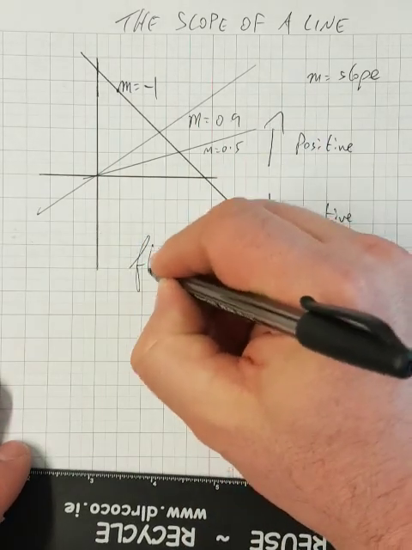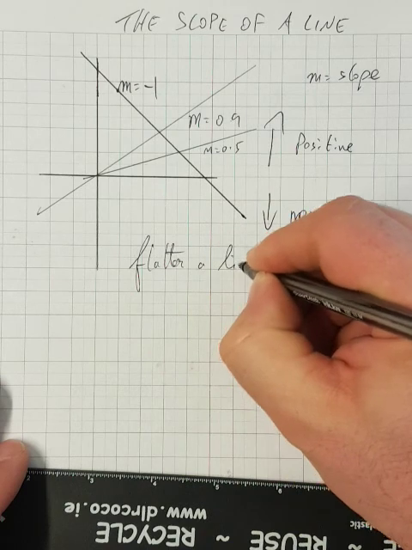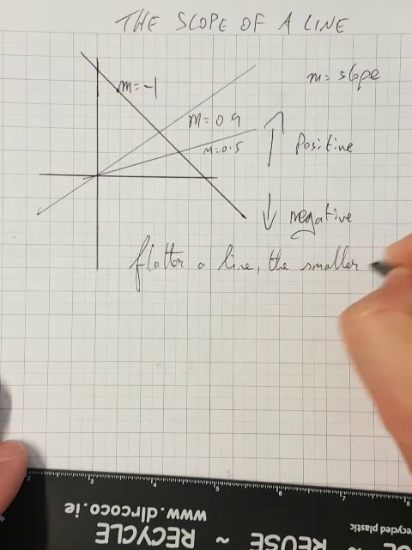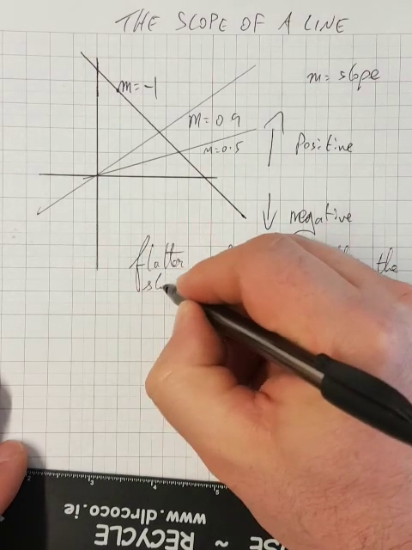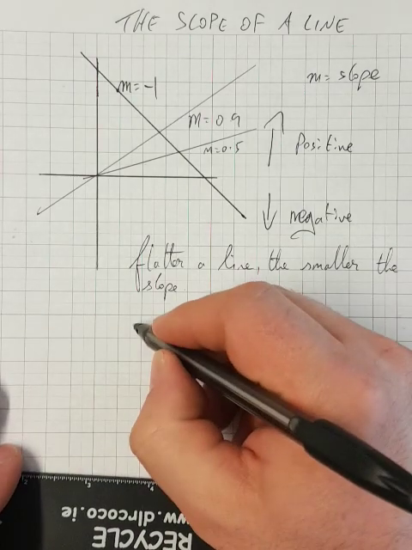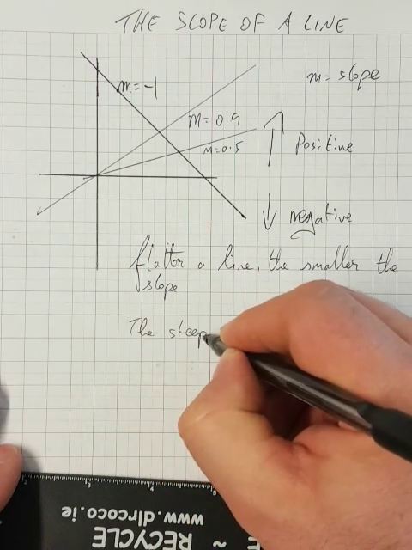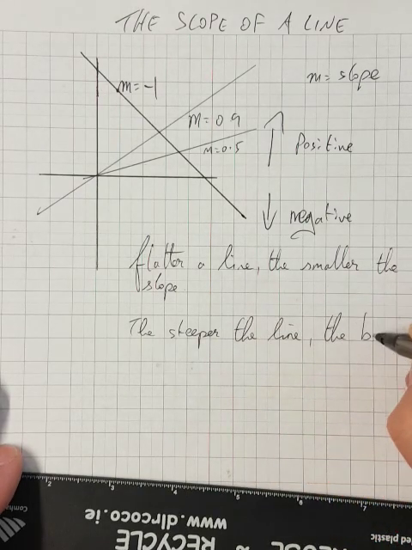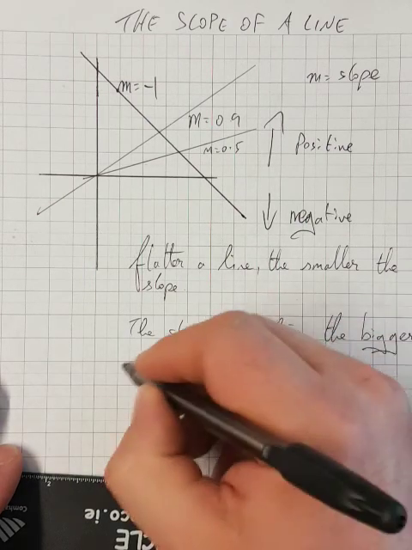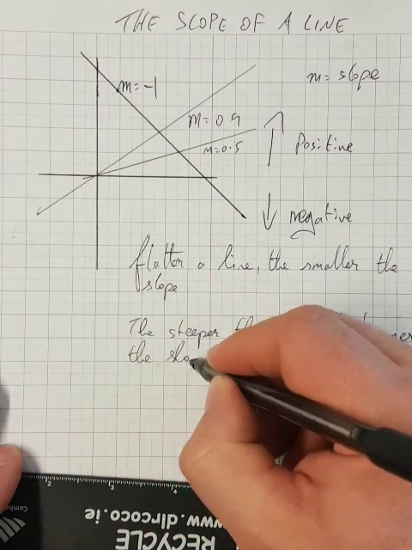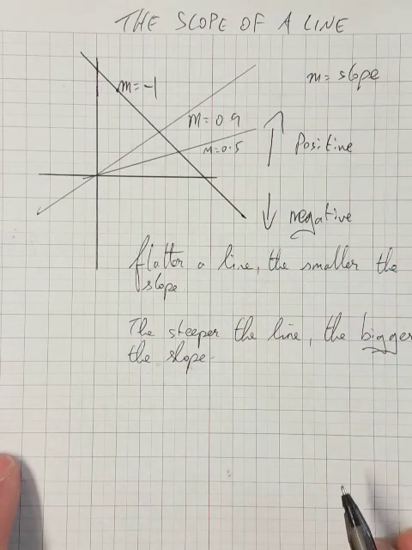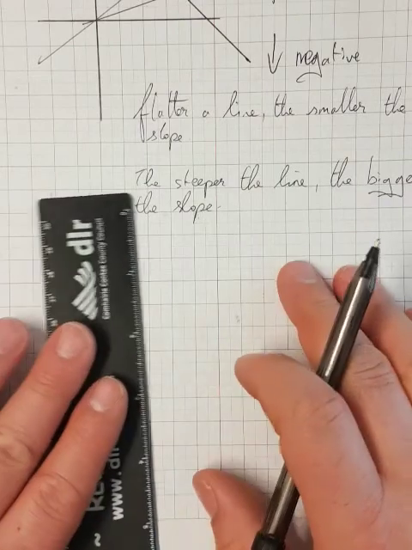So the flatter a line, the smaller the slope. The steeper the line, the bigger the slope. Okay, so that's the basic gist of what a slope is. As I said, it's a measure of the steepness of a line. But if we want to measure something, that means we need to calculate. So how do you calculate the slope of a line?